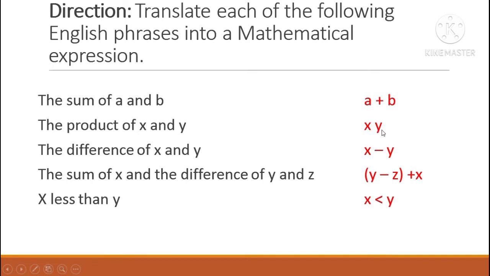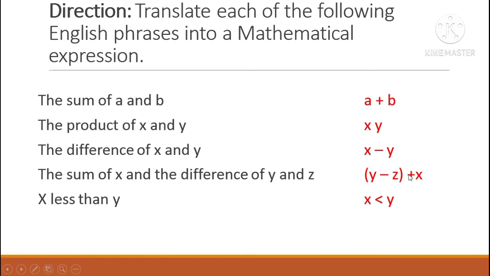Because product means times, you no longer need to put an x in the middle, so that you won't be confused, since we are using variables. So, let us put it as implied: x times y. The difference of x and y. So difference is minus: x minus y. The sum of x and the difference of y and z.